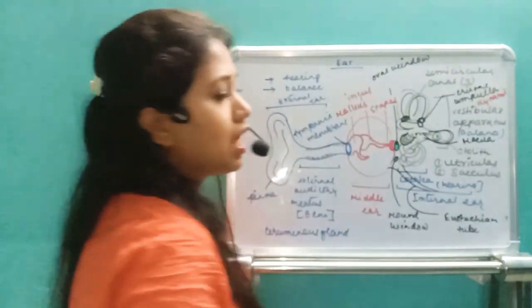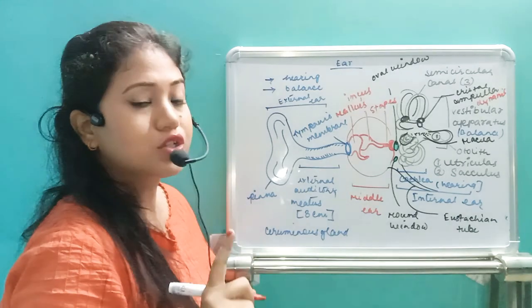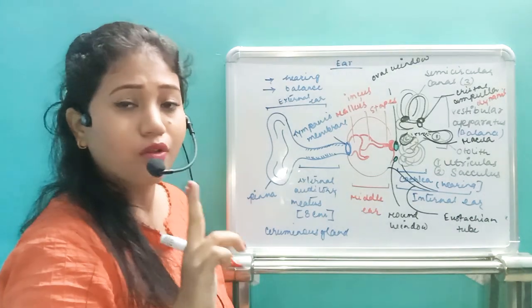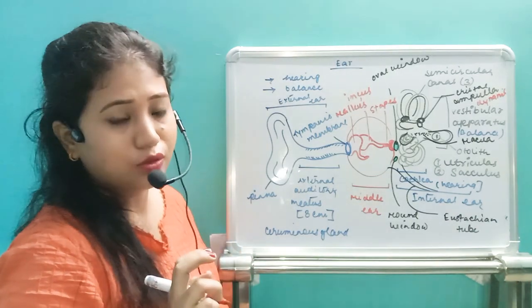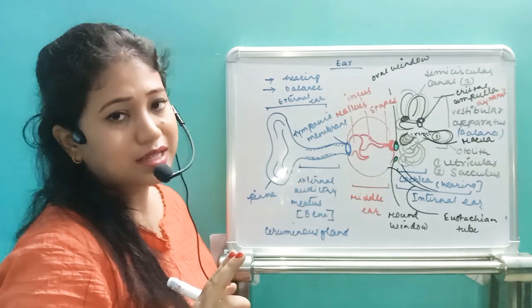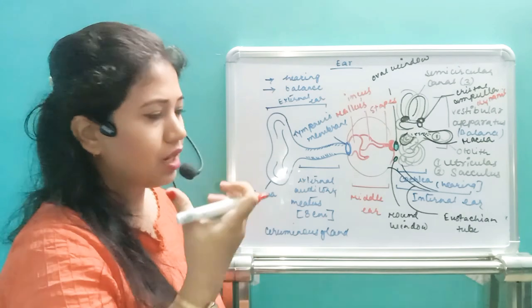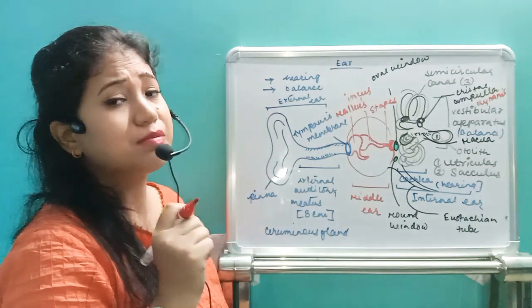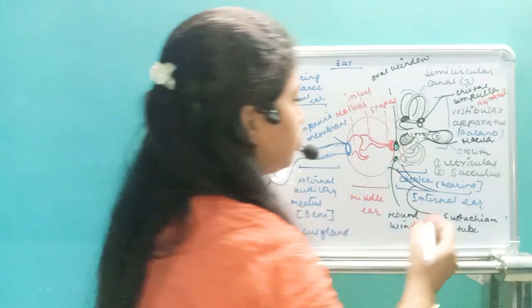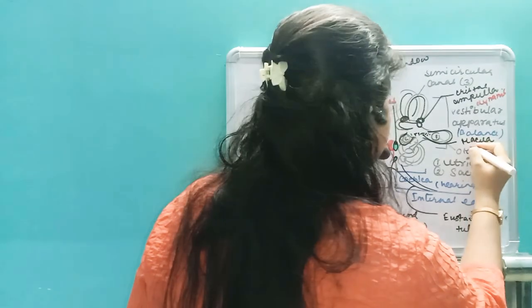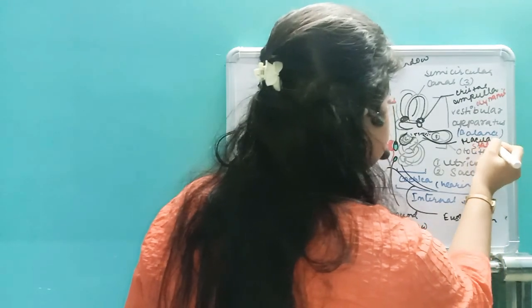Second thing, in case of otolith organ, also two parts are there. One is utriculus and another is sacculus. In both utriculus and sacculus, we are going to have one elevated hill-like part, a little elevation. That part will be called macula. This macula is going to maintain our static balance.